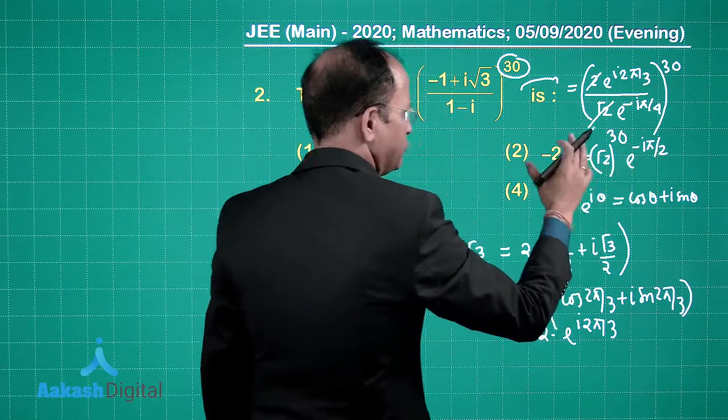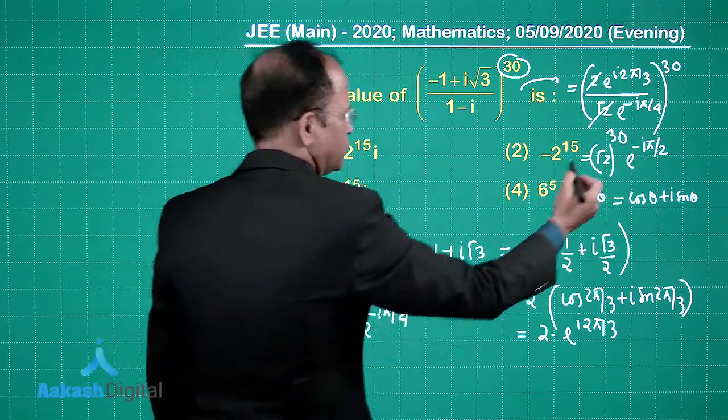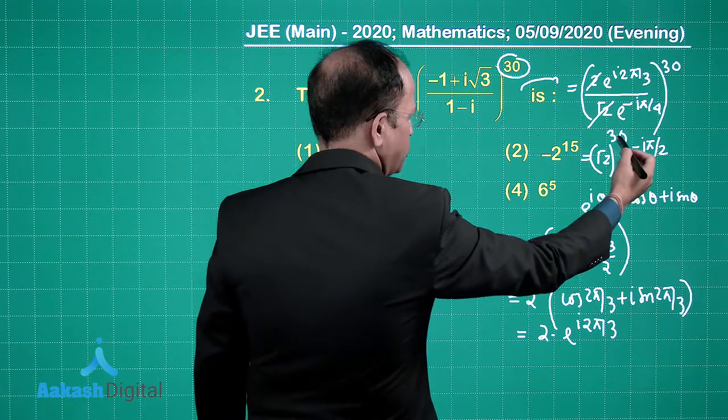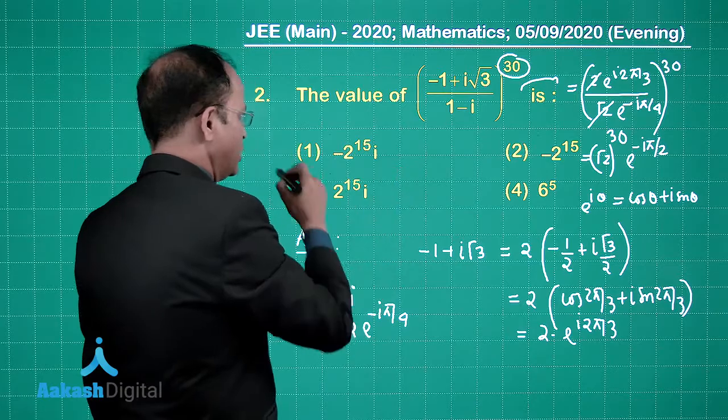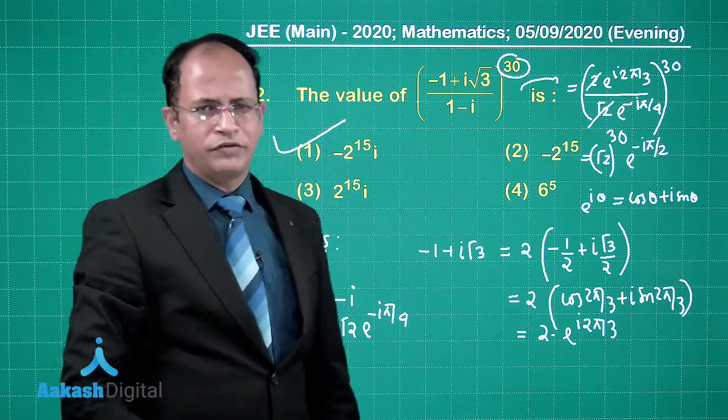So ultimately, if we talk about the final answer, yes, 2 raised to the power 15 will be there, because root 2 to the power 30 is 2 raised to the power 15. E raised to the power minus pi by 2 will be minus iota. So the first option will be the correct one we have.